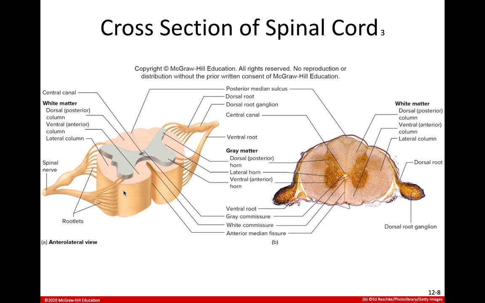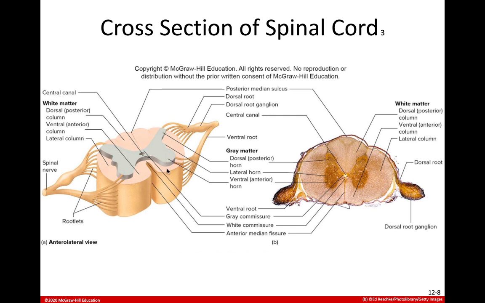Again, this is the anterior side of the spinal cord. This is the posterior side, so this deep cleft is called the anterior median fissure, and then back here we have another one called the posterior median sulcus. We can also see here is our gray matter in the shape of a butterfly, and then all this pink around it is what we call the white matter.